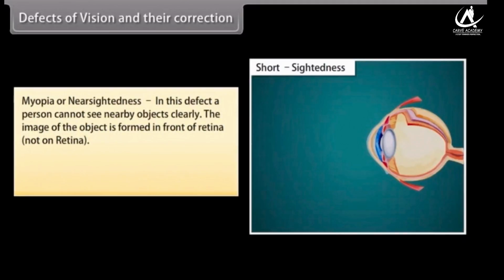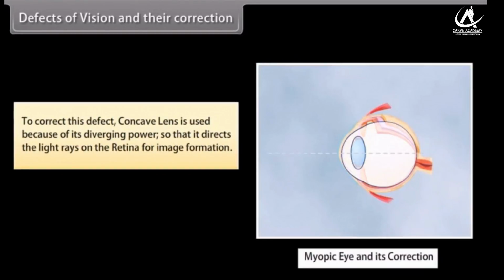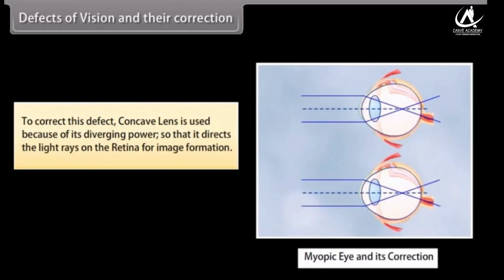Myopia or nearsightedness. In this defect, person cannot see nearby objects clearly. The image of the object is formed in front of retina. It is caused either due to elongation of eyeball or due to excessive curvature of eye lens. To correct this defect, concave lens is used because of its diverging power, so that it directs the light rays on the retina for image formation.